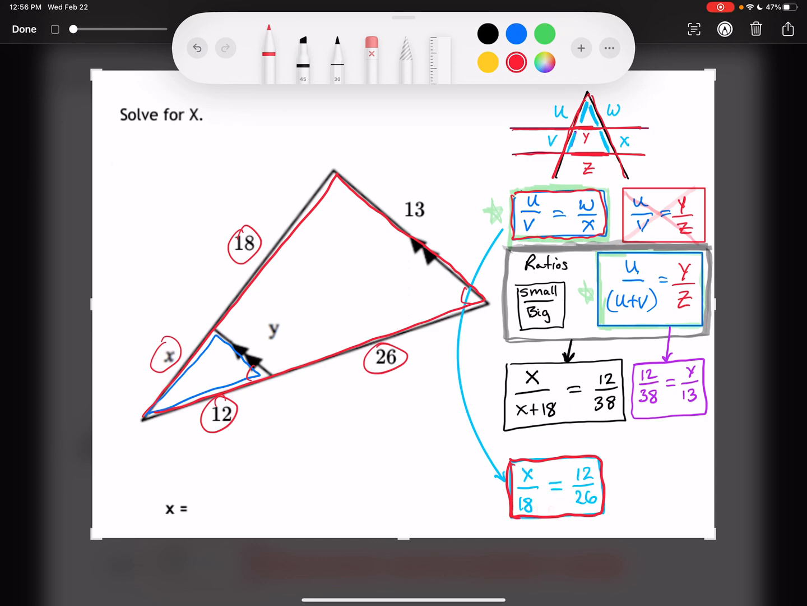So then you're just going to cross multiply. You'll multiply 18 times 12 and then divide by 26. And that will give you your answer for x. Now, that's one way to solve for x.